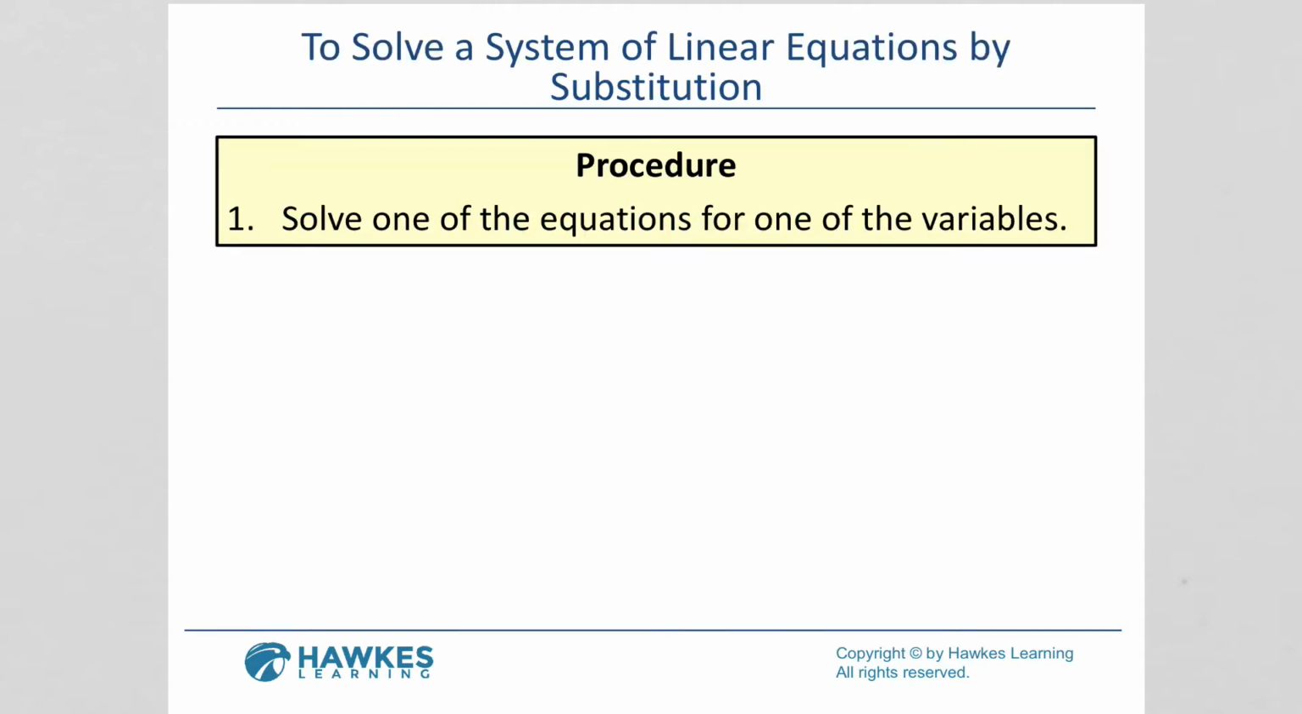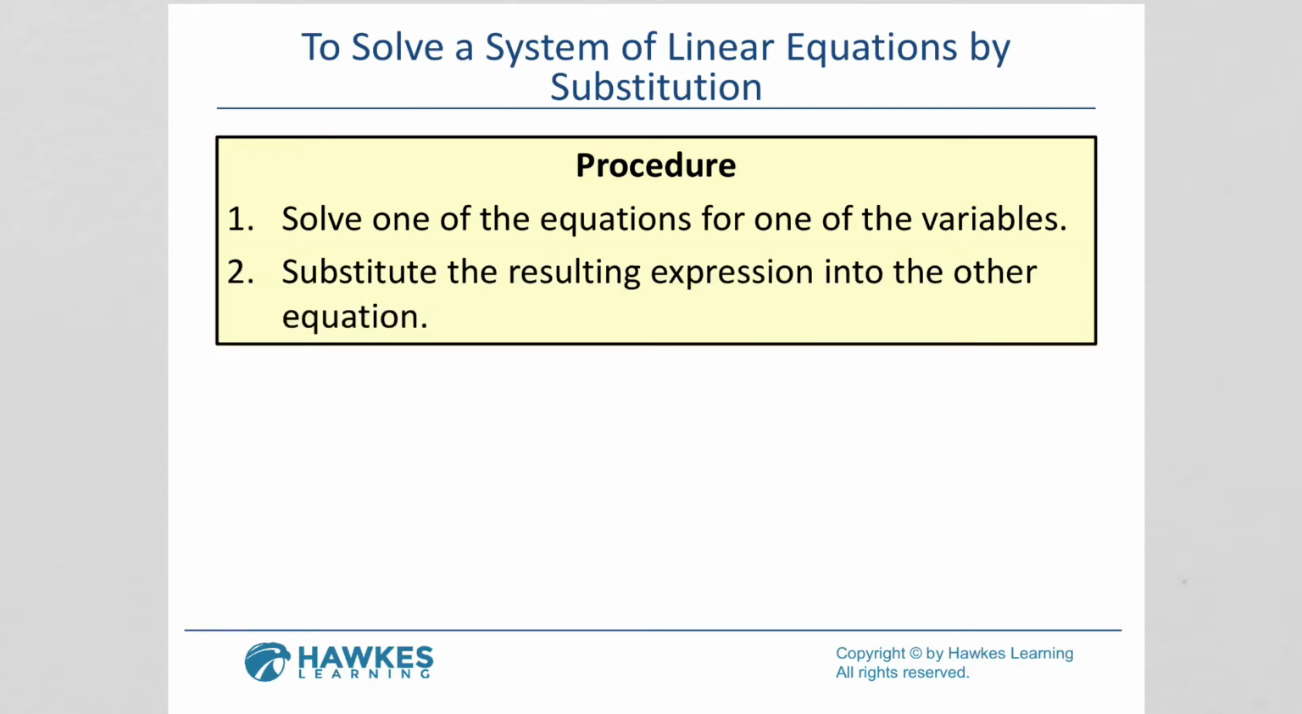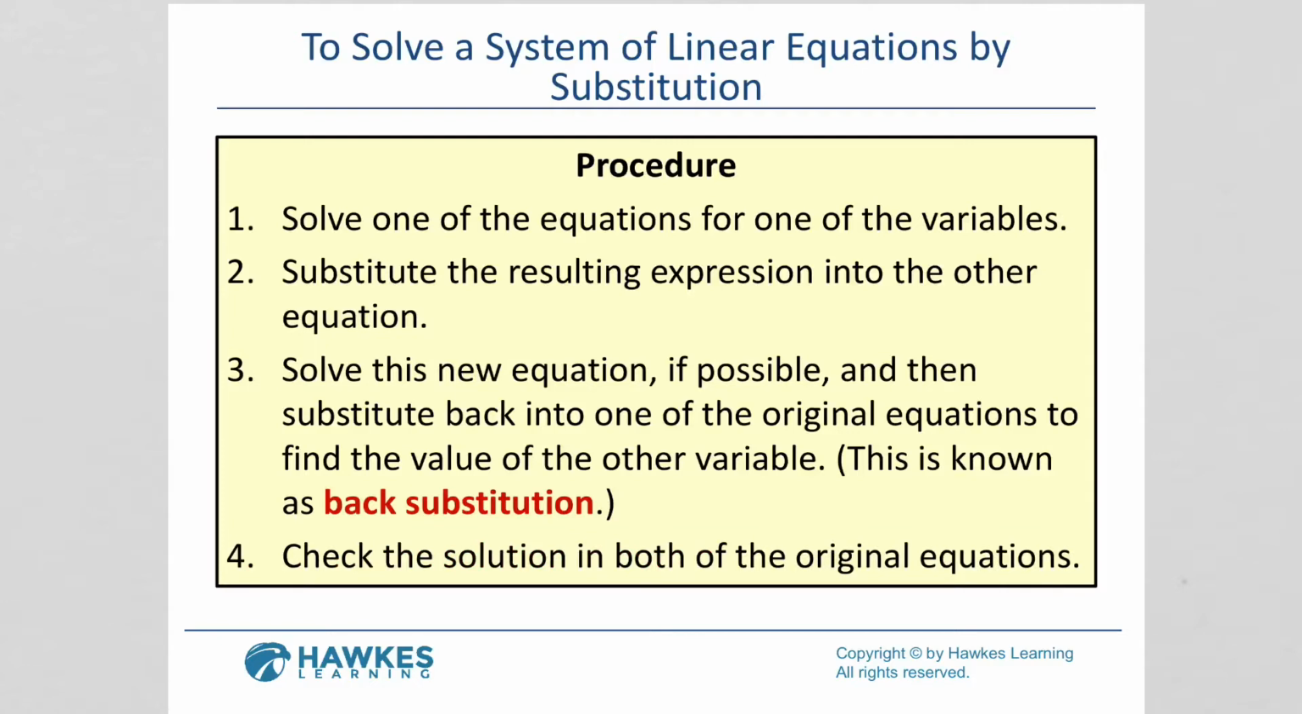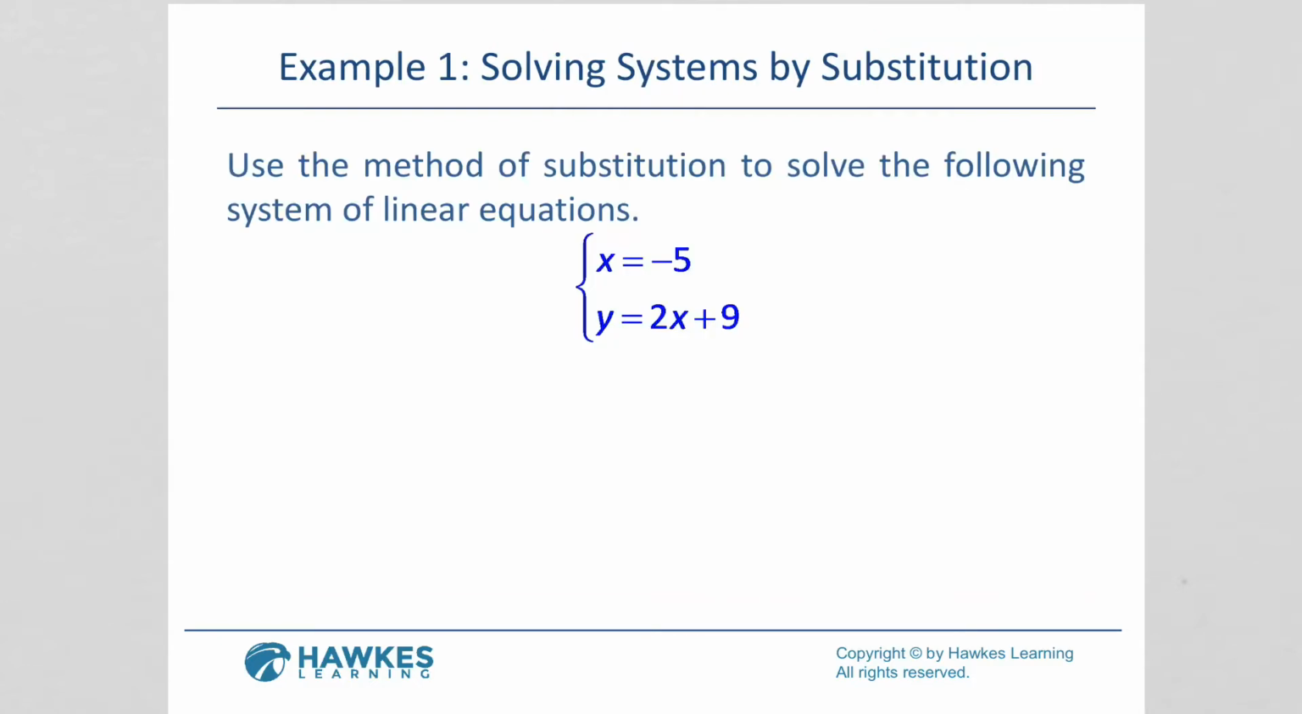To solve a system of linear equations by substitution, your procedure is to, step 1, solve one of the equations for one of the variables. Step 2, substitute the resulting expression into the other equation. Step 3, solve this new equation, if possible, and then substitute back into one of the original equations to find the value of the other variable. This is known as back substitution. Step 4, check the solution in both of the original equations.